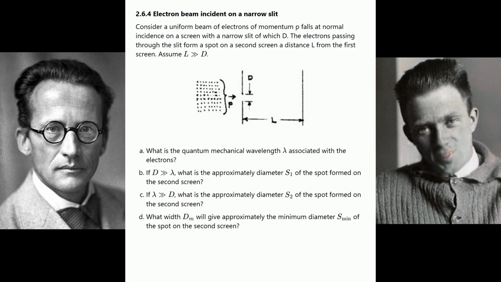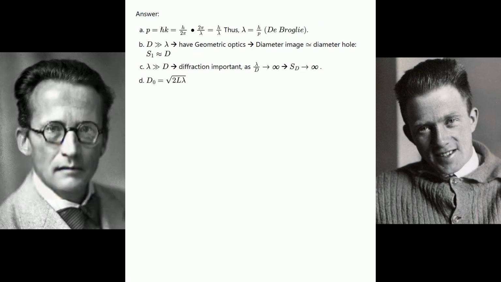What width d sub m will give approximately the minimum diameter s sub min of the spot on the second screen? Answer. p equals h over 2 pi k equals h over 2 pi over lambda equals h over lambda. Thus, lambda equals h over p. d much greater than lambda goes to geometric optics, so the diameter of the image asymptotically equals the diameter of the hole.